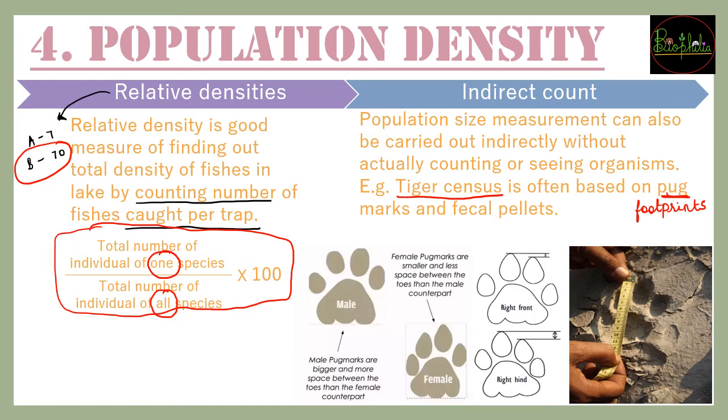and you can see the left foot, right foot, the front and the back; males and females are going to have different pug marks. So based on that they can also understand and indirectly count the population with the help of pug marks and fecal pellets. So this is a very important question that was asked, that how can you understand the tiger census. To find out the tiger census, you need to undergo pug mark and fecal pellets calculation.